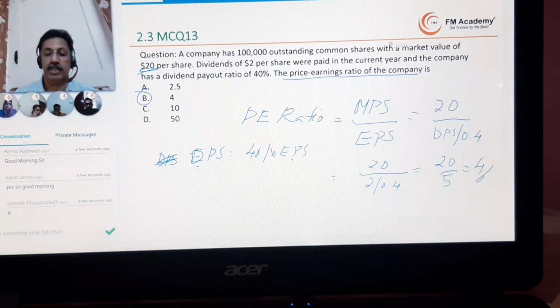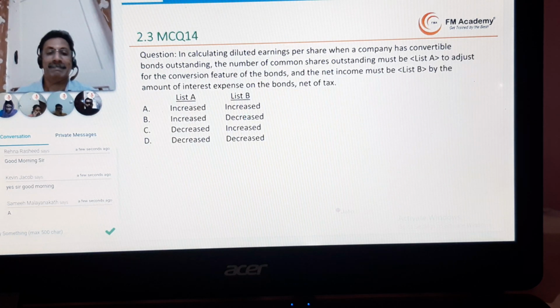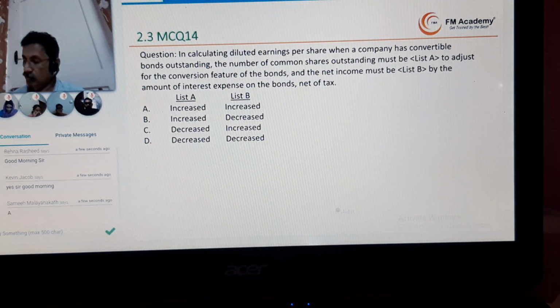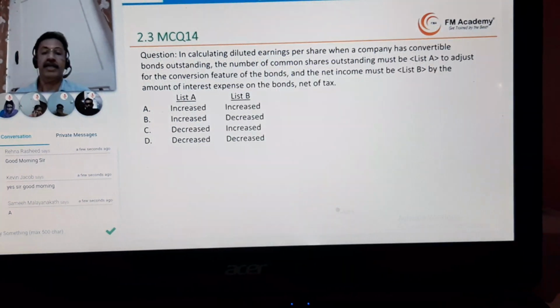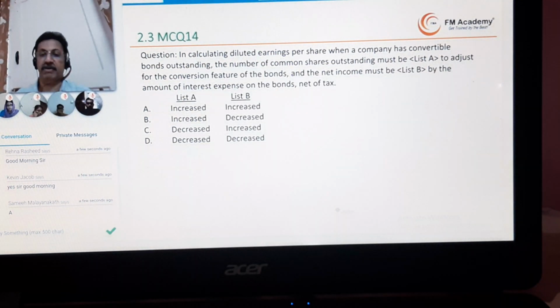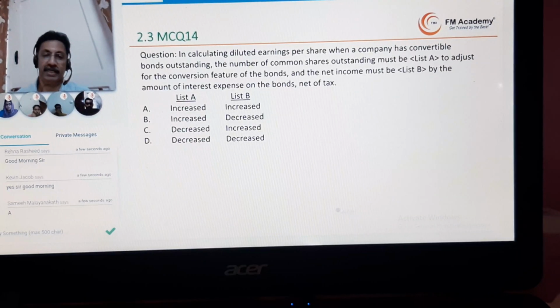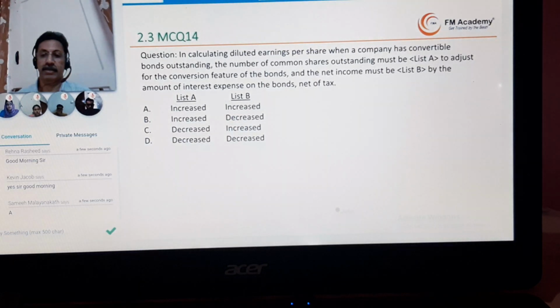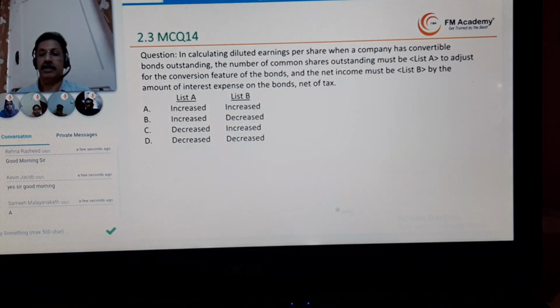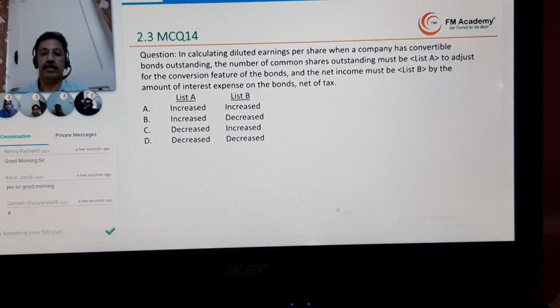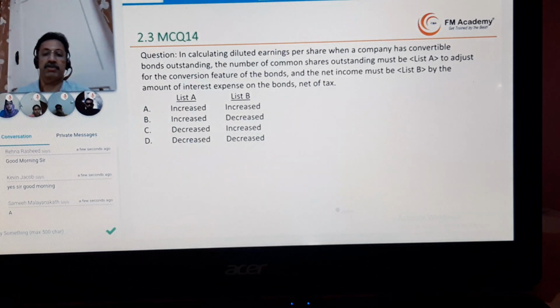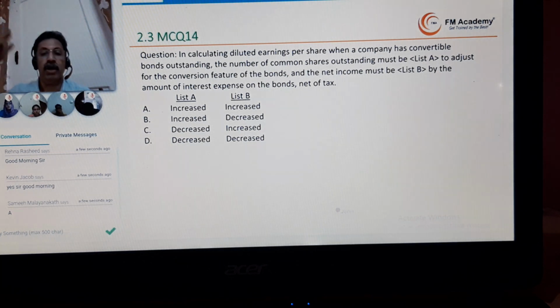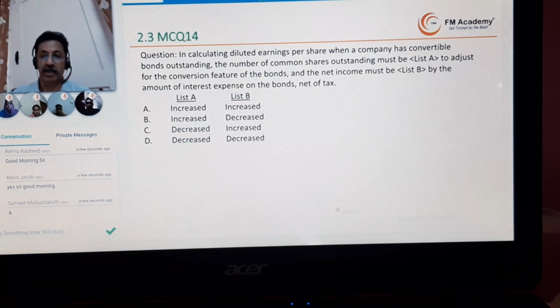Next, question number 14. In calculating diluted earnings per share, when a company has convertible bonds outstanding, the number of common shares outstanding must be dash, right? Should be increased or decreased to adjust for the conversion feature of bonds. So you know that when the conversion is happening, the shares will go up. Okay, it will be increased.